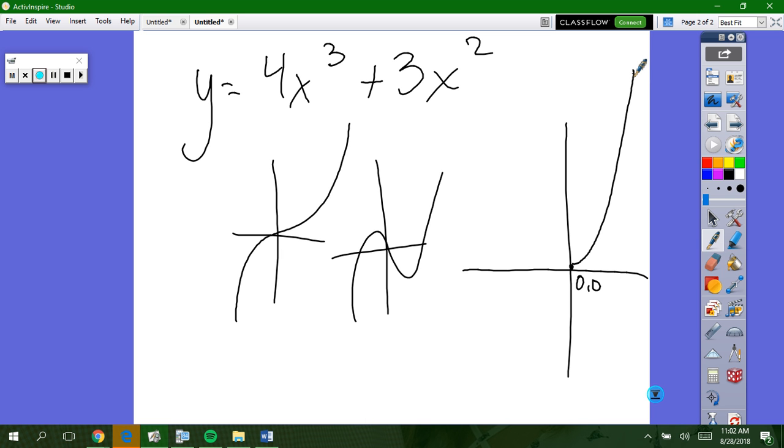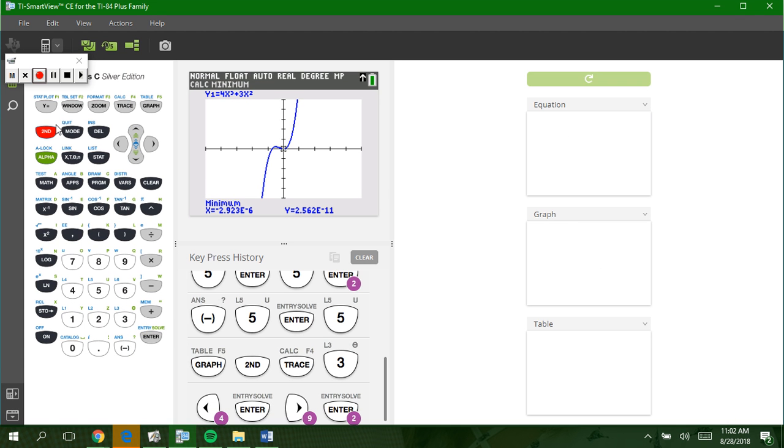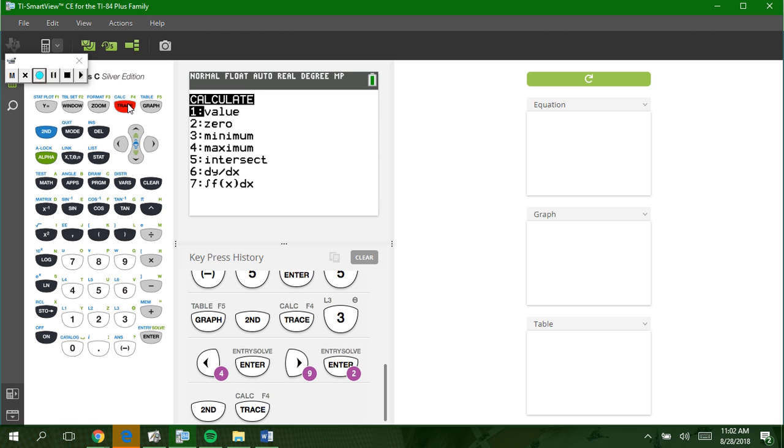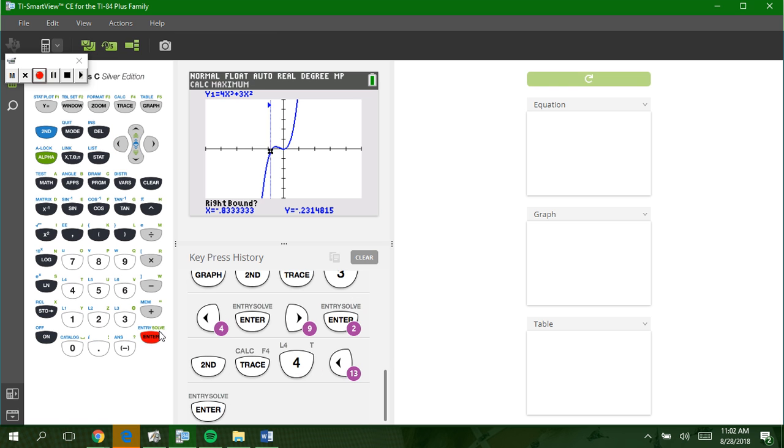Okay, we also have a high point, didn't we? So where are we going to go for that? Second, calculate again, but this time we're going to do number 4, which is the maximum. Once again, it says left bound, so I'm going to go to the left of that high point. I'm to the left, for sure, right there. Now I want to go to the right of it.